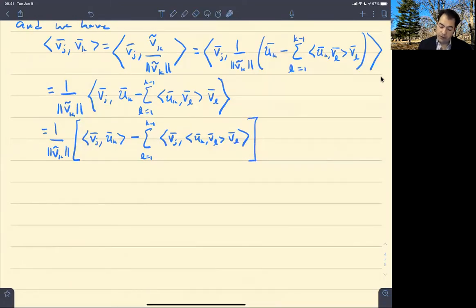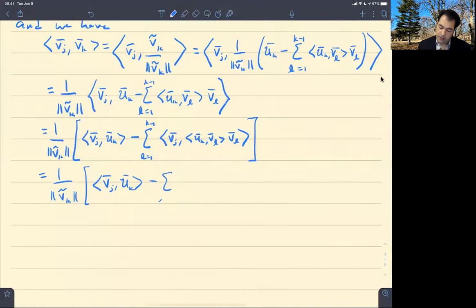Okay, so all I've done is separated out this term and the sum, and then pulled out the sum. Now this is a scalar, so I can pull it out. Sorry, not there. It can be pulled out here. It's in the second entry, so I should pull it out with a complex conjugate. So I can write this as 1 over the norm of Vk tilde, and then I have inner product of Vj against Uk.